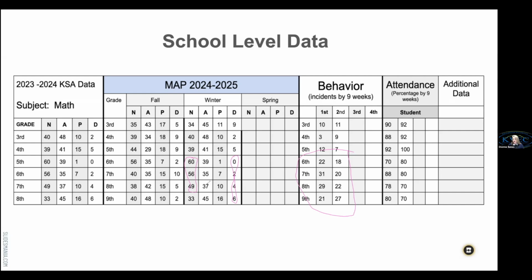Now let's look at our school. How are we overall performing at the school level? If I notice that in sixth, fifth, and seventh grade I'm seeing a lot of increase in behavior, and I'm not seeing such a good performance in academics, in the NAPD for my benchmark assessments, I'm going to start looking at that. What's going on in those areas? What supports do students need?